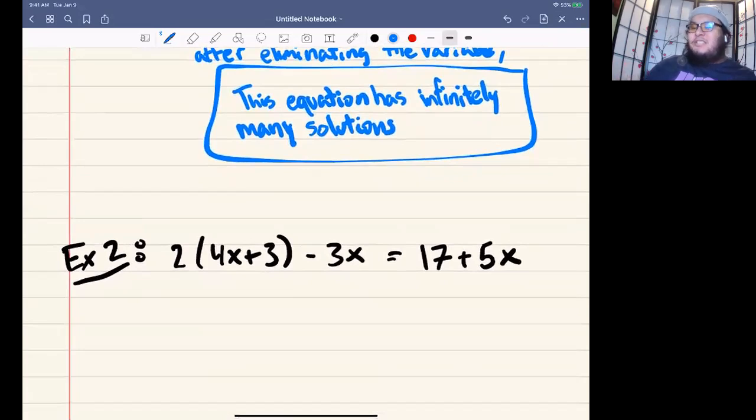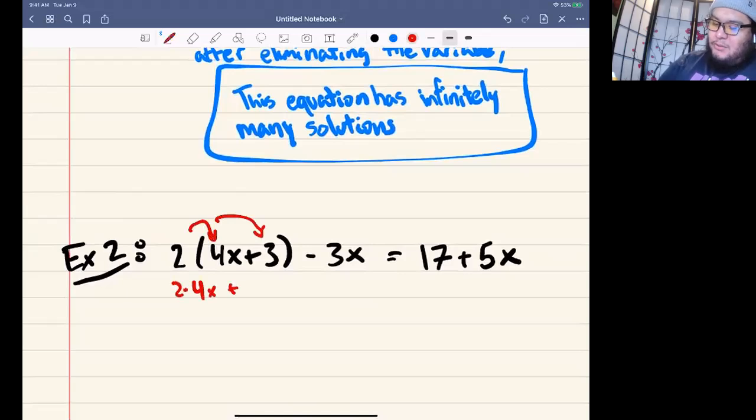Our second example is gonna be pretty straightforward, very similar. It's 2 times quantity 4x plus 3 minus 3x is equal to 17 plus 5x, all right? And so what we're gonna do is, once again, we're gonna take care of the parentheses and distribute the multiplication of this 2, right? We're gonna have 2 times 4x plus 2 times 3, and then everything else is gonna stay the same. So minus 3x is equal to 17 plus 5x, right?